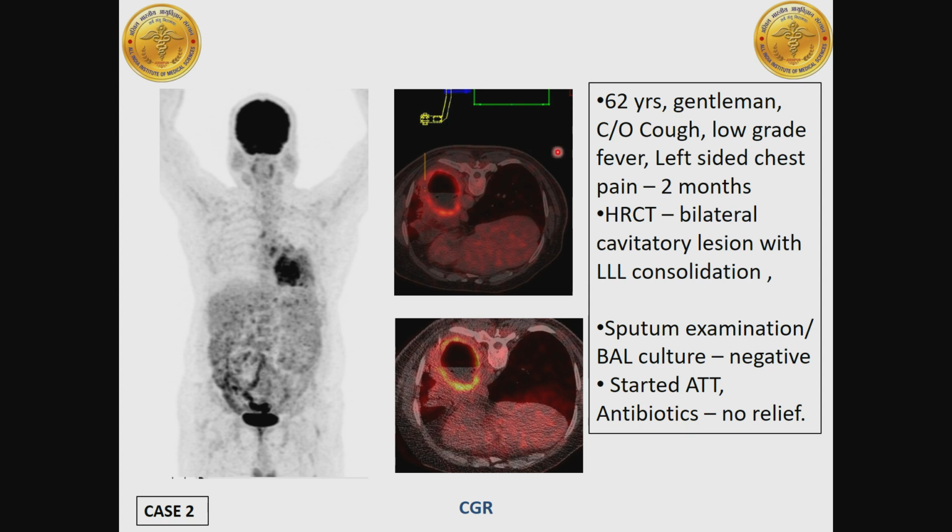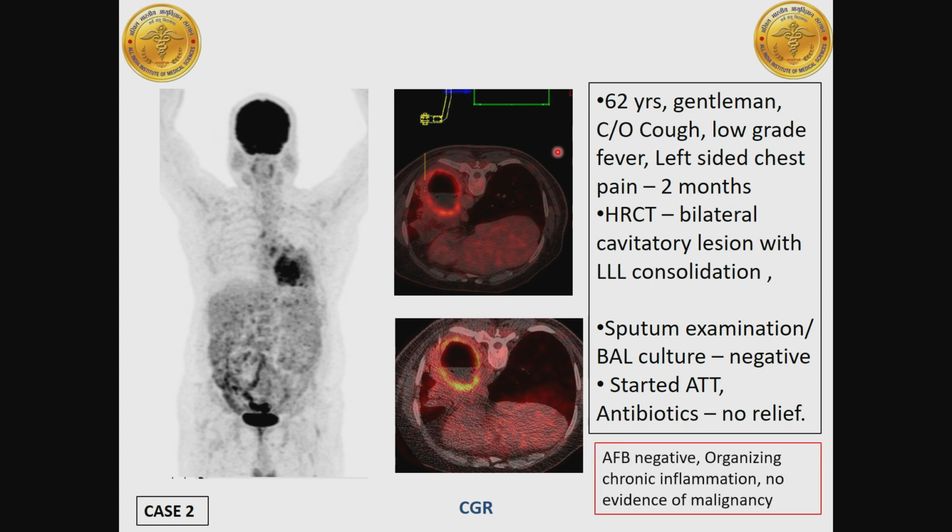So we directed the biopsy at the wall of this mass, and the pathology report was finally an organizing chronic inflammation with no evidence of malignancy, though it was AFP negative.